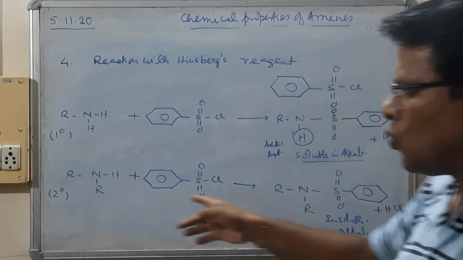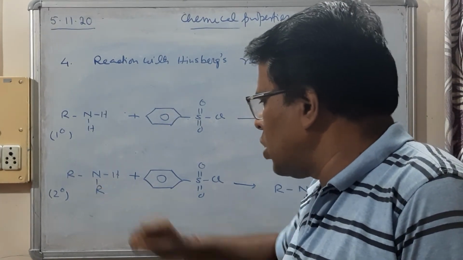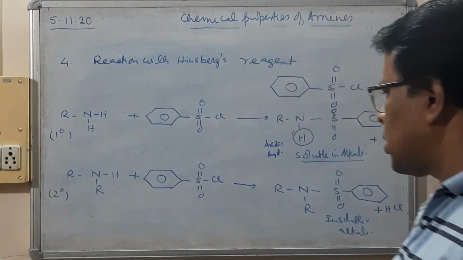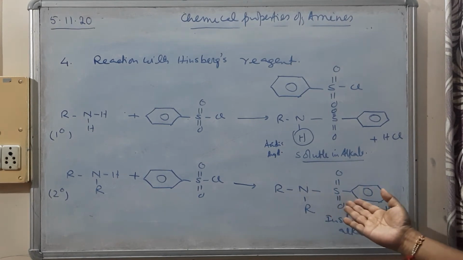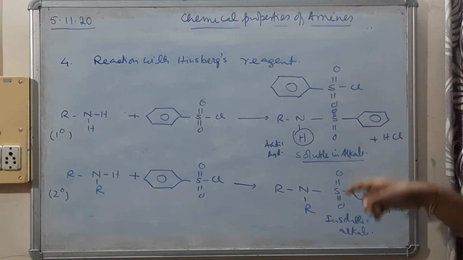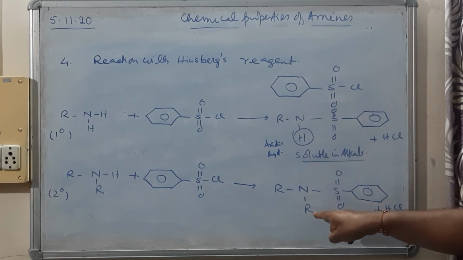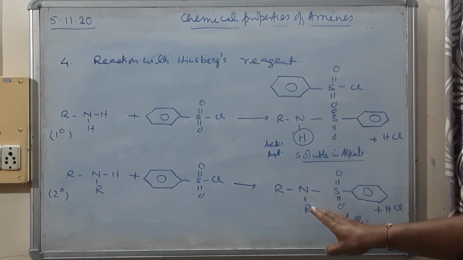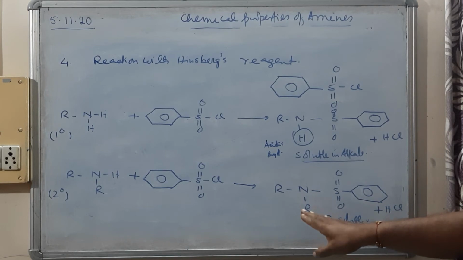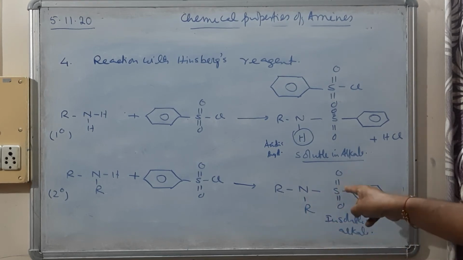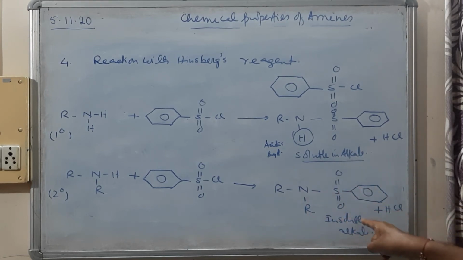Now if we take a 2 degree amine, this is a 2 degree amine with Hinsberg's reagent, and again we get a precipitate here. But you see, unlike in this case, here we don't have acidic hydrogen. Since we do not have acidic hydrogen here, this precipitate will be insoluble in alkali.